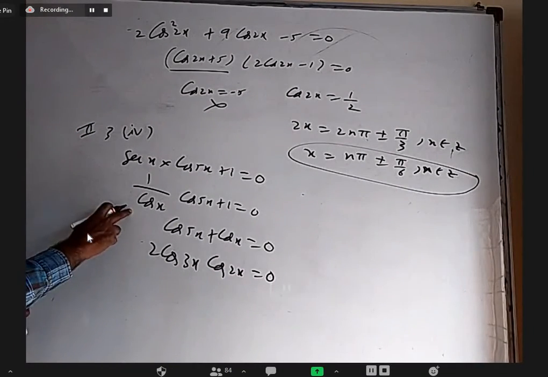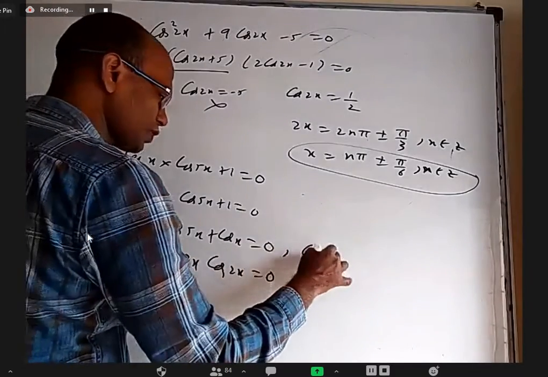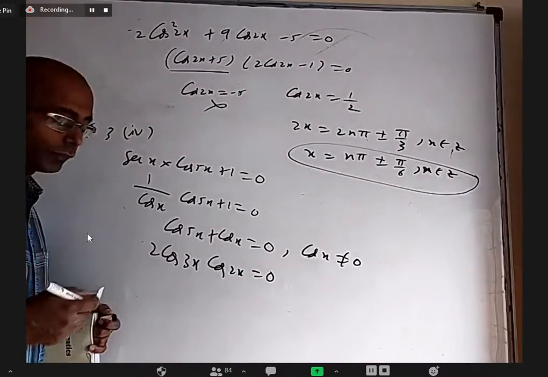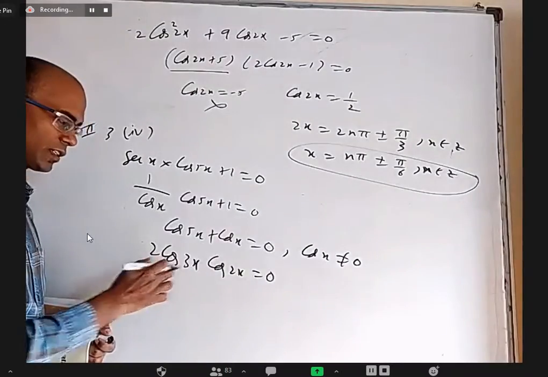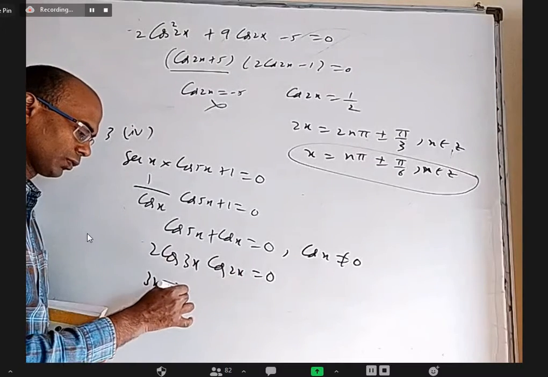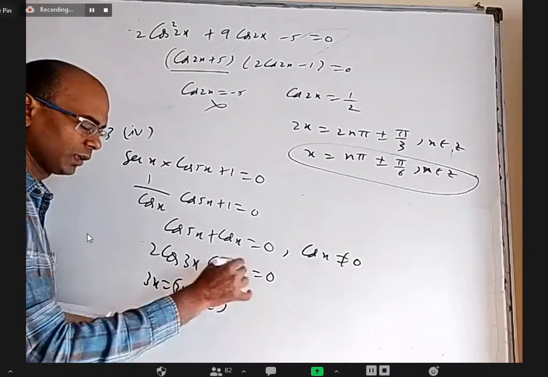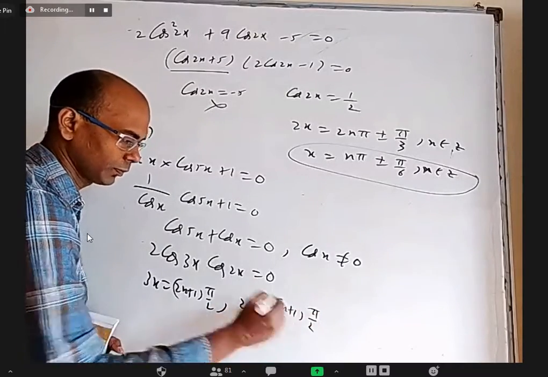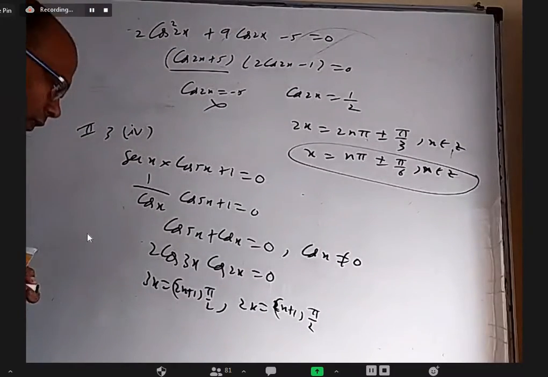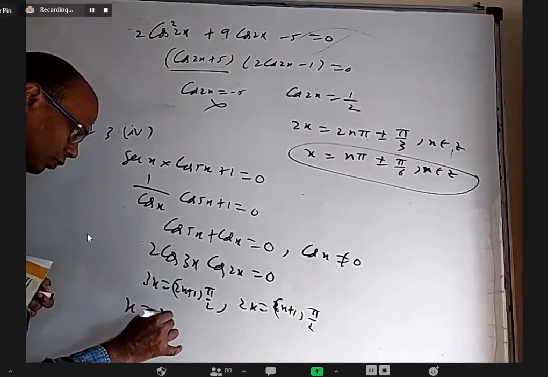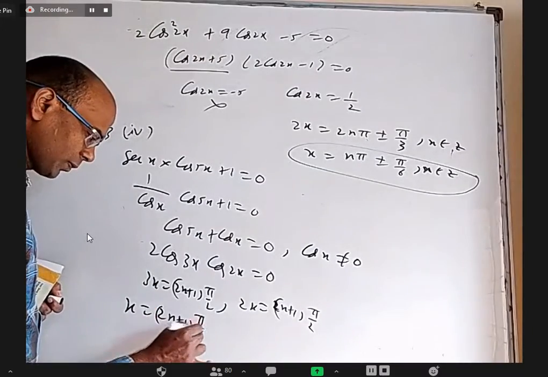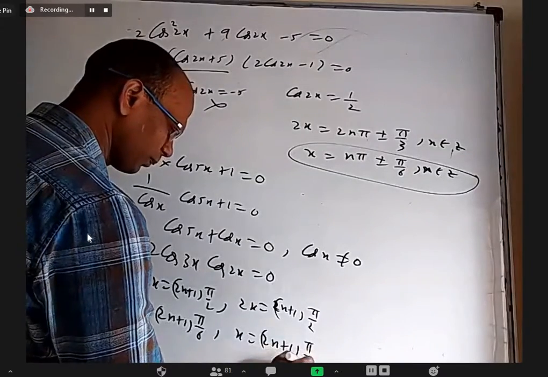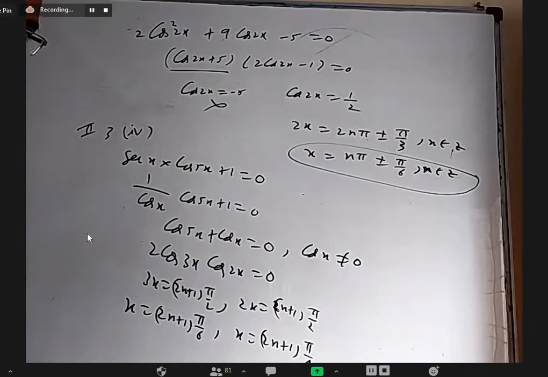But here secant is there, so you should make sure when you are writing this, cos x should not be 0 also. It's very important. Because otherwise secant x will not be defined. Okay, now we may get here for this equal to 0, 3x equal to (2n plus 1) into pi by 2. For this, 2x is equal to (2n plus 1) into pi by 2. So we'll get x is equal to (2n plus 1) into pi by 6. Here x is equal to (2n plus 1) into pi by 4. Maybe this is the answer.